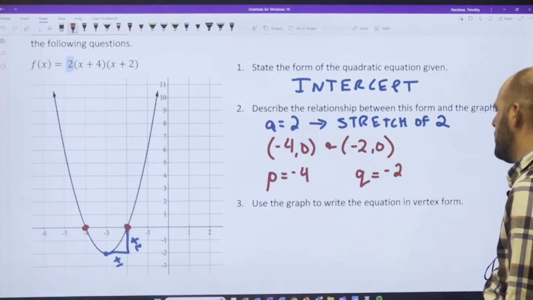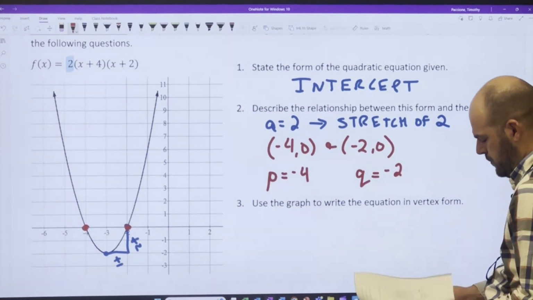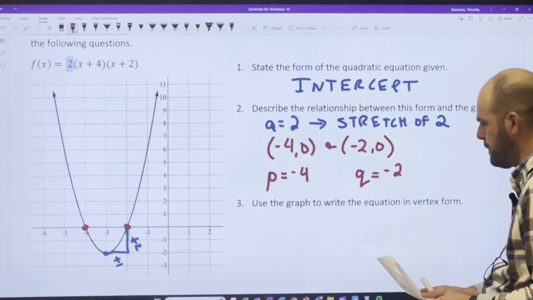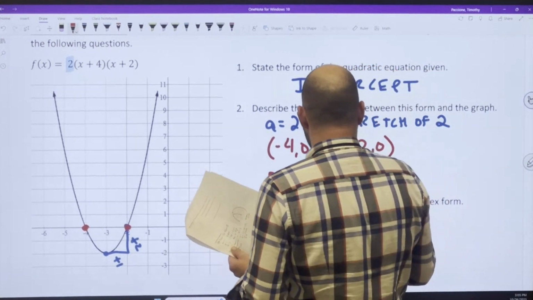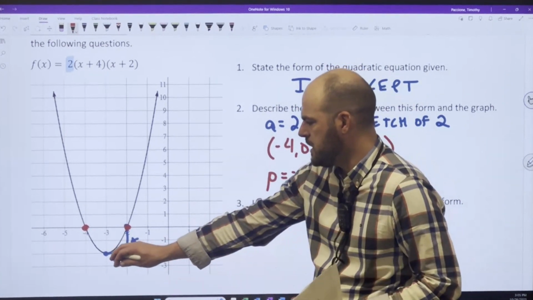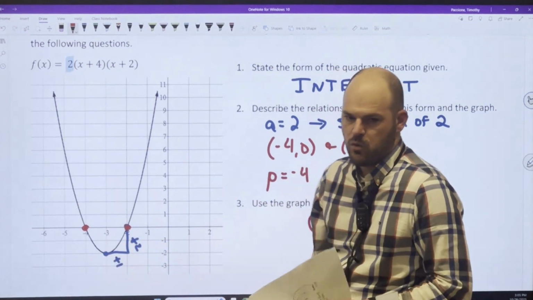So it says use the graph to write the equation in vertex form. We actually already did that on the front, so we don't need to do that again. On the front, you would just take the vertex and plug it into vertex form with your stretch.